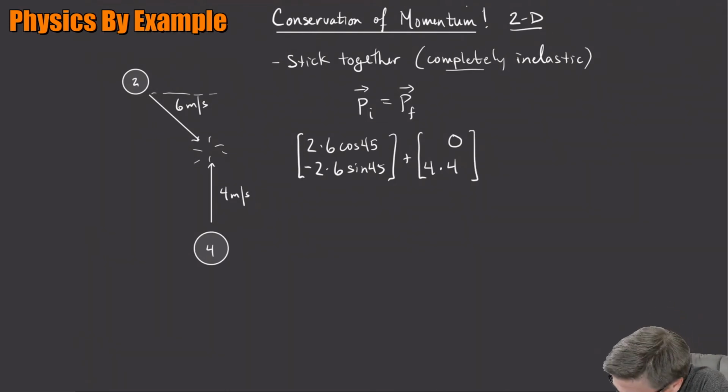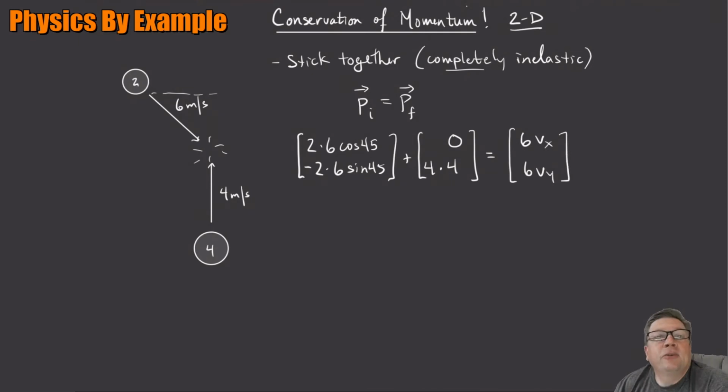Right. And then this is going to be the final momentum. This is going to be the two masses stuck together. And so their combined mass is going to be, looks like 6. And I don't know what Vx and Vy are yet. So let's just leave them as variables: 6 Vx, 6 Vy. Okay, so there's the conservation of momentum. There's the principle written down. And so now all we have to do is just solve for Vx and Vy.